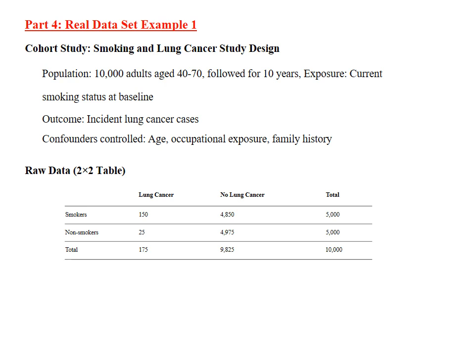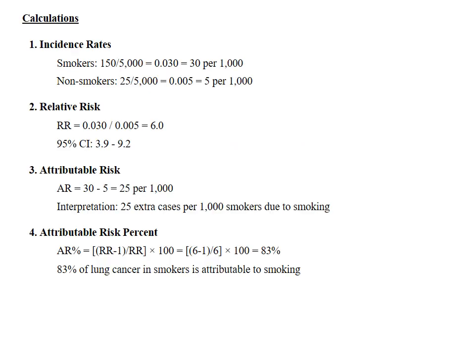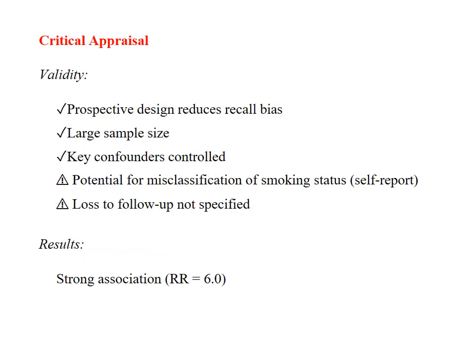This is the data set: smokers, non-smokers, and their total. Now this is the calculation, how you calculate using the formulas: incidence rate, relative risk, attributable risk percent. And at the end, you will get that 83% of lung cancer in smokers is attributable to smoking. Critical appraisal. Validity: prospective design reduces recall bias, large sample size, key confounders controlled; potential for misclassification of smoking status, loss to follow-up not specified. Result: strong association.